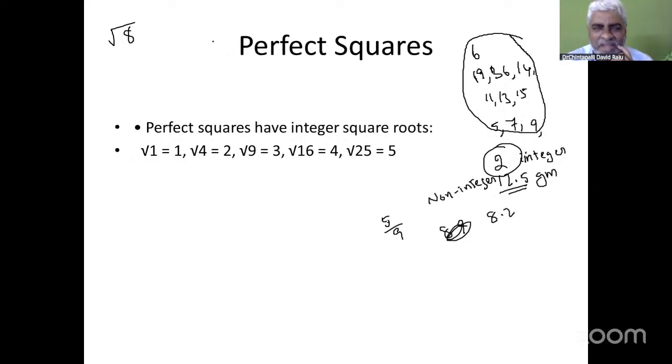Now let us find an integer whose square is 8. Try to tell an integer whose square is equal to 8. None of them, sir. Very good. You are right. You are understanding perfectly. Is there any integer whose square is equal to 8? No, sir. That's why 8 is not a perfect square.